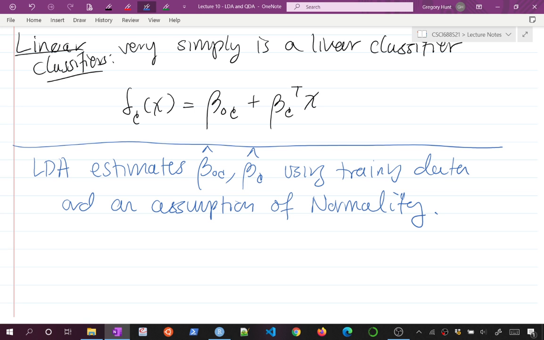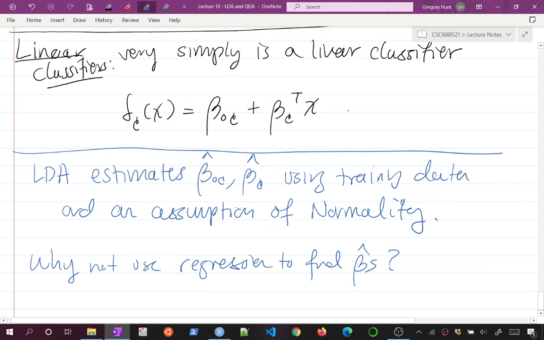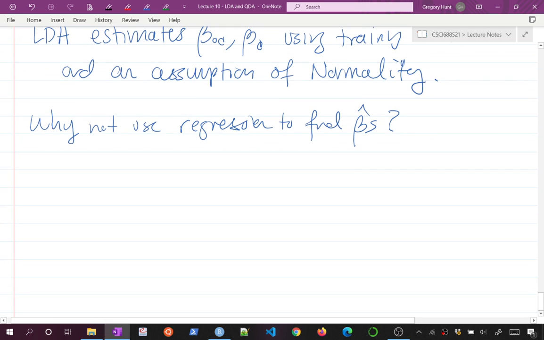And the question is, why did we have to go through all of that, right? This looks like just regression. So why couldn't we figure out these beta hats with just regression? So let's just talk about that for the last couple of minutes here. Why not use regression to find beta hats? It seems like this is basically just linear regression, except now my y is categorical. So why do I have to go through this whole thing of normality and deriving all of this?